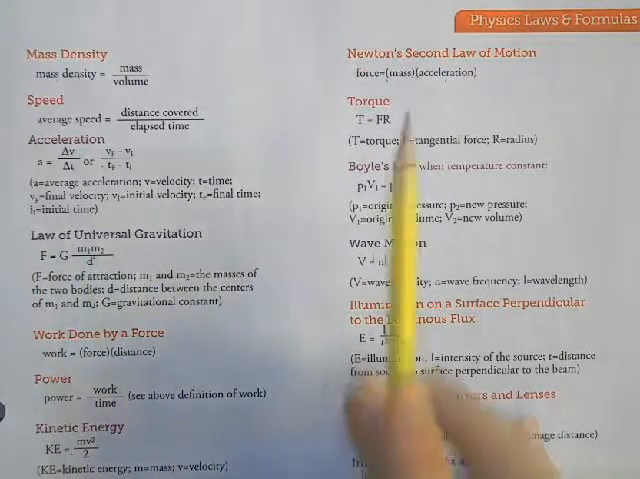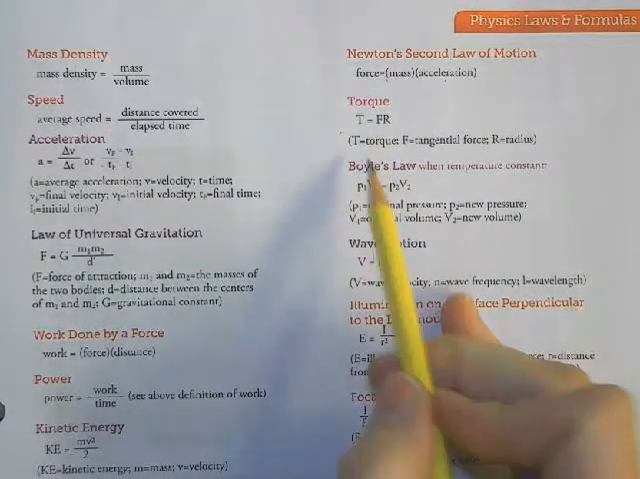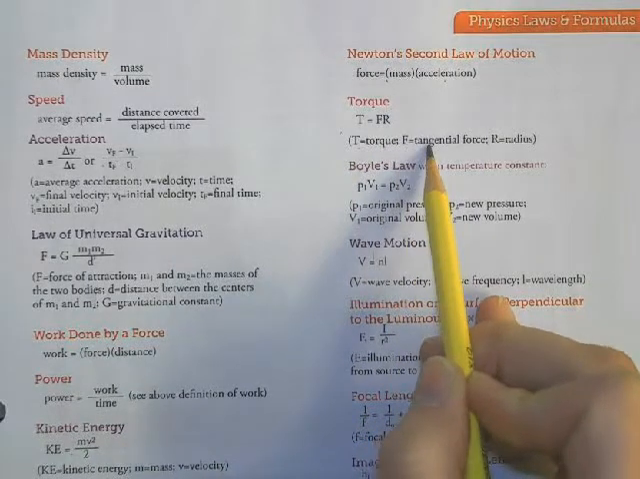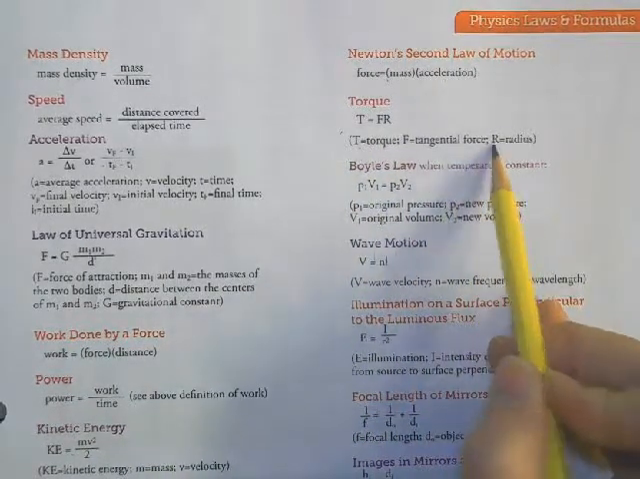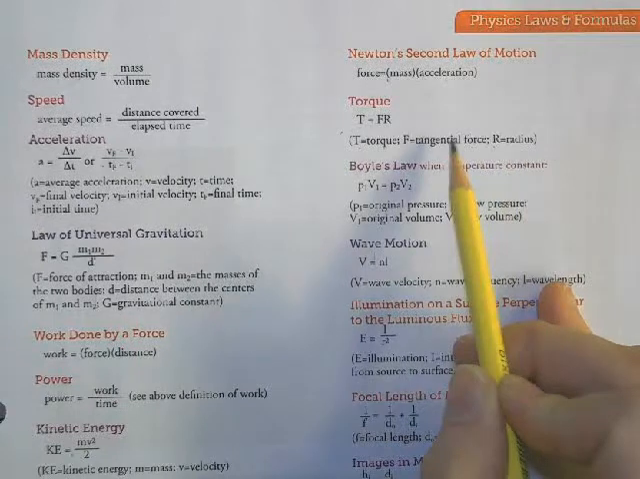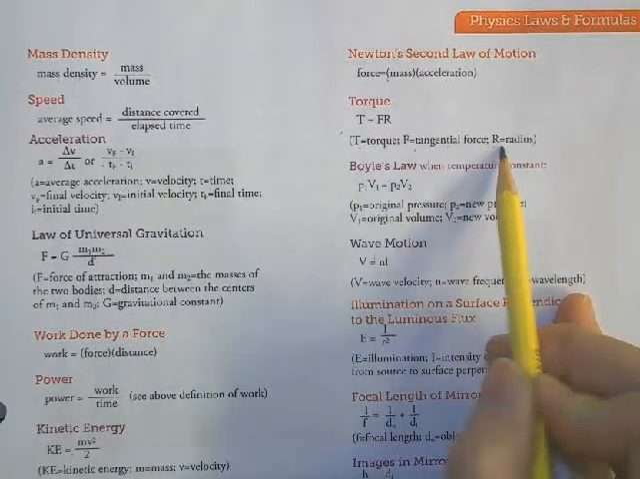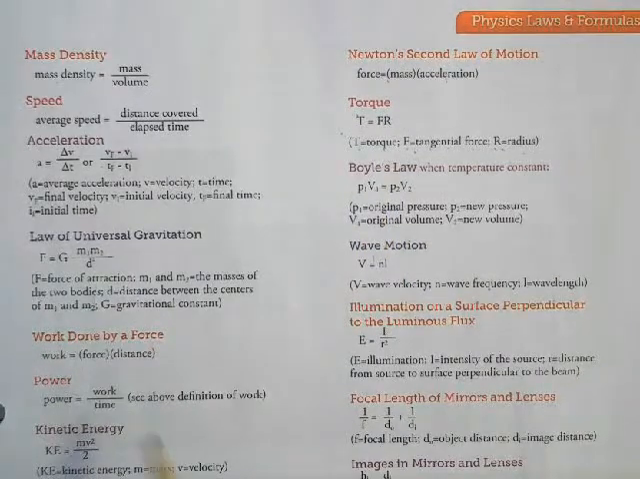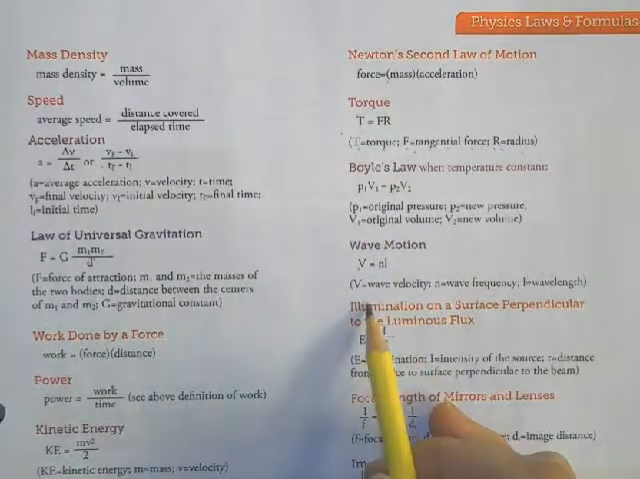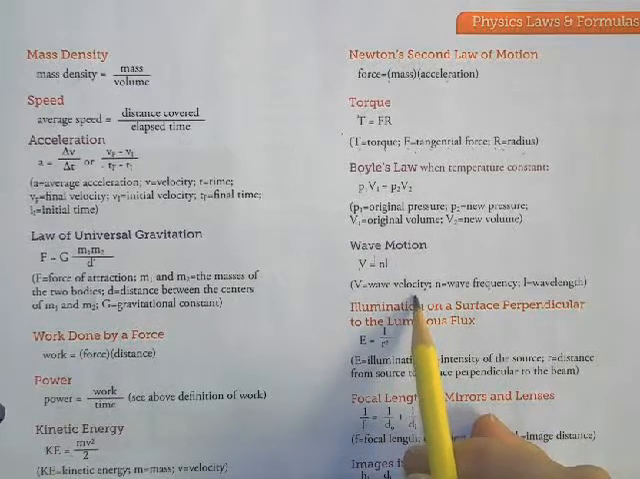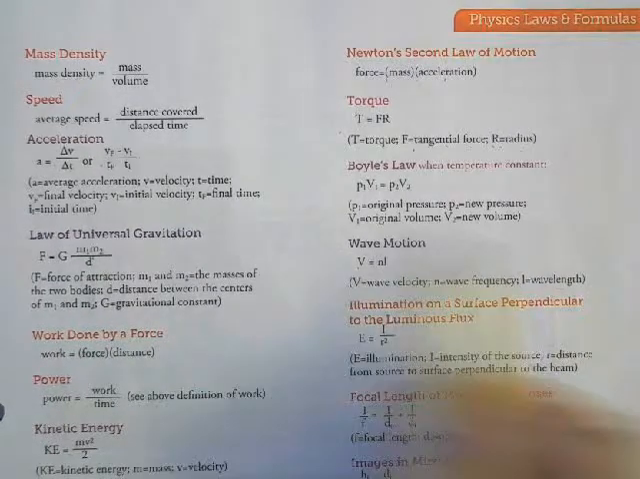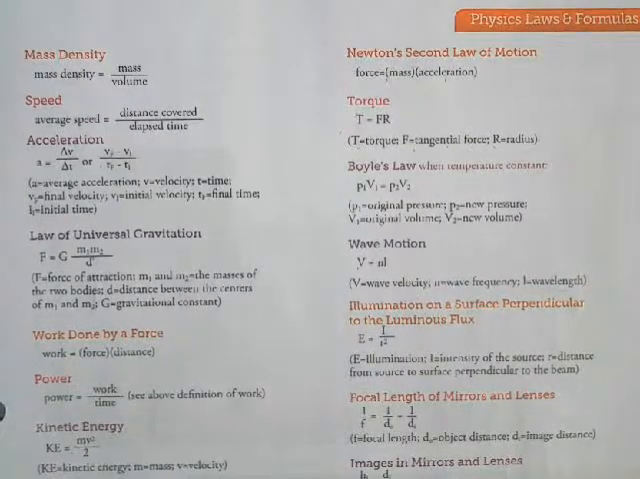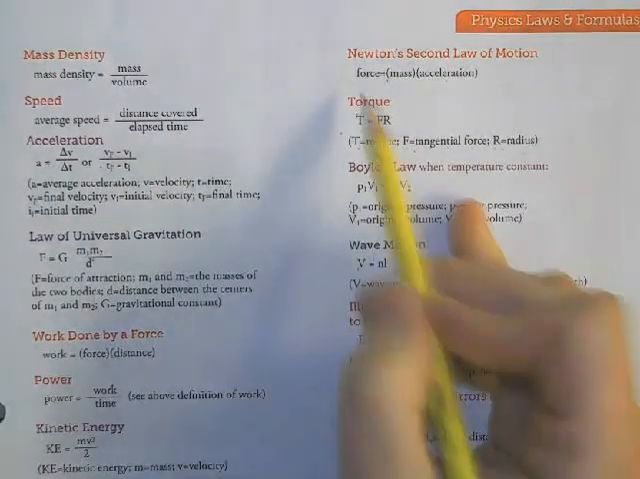Power, kinetic energy, torque. See the T, it tells you the T is going to equal your torque. The F is going to equal your tangential force. The R is going to equal your radius. And if you put in the F and the R, it's going to tell you what the torque would be. Wave motion. If you want to know wave velocity, how fast waves move, there's a formula for that. There's all these different formulas in science that you use a lot of.